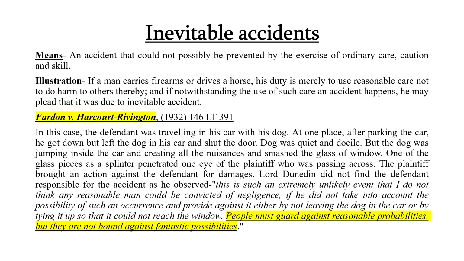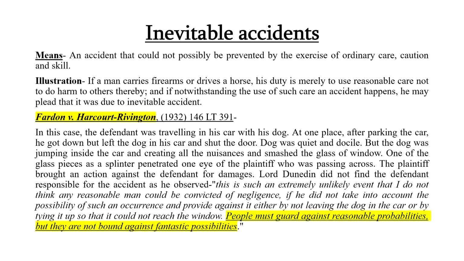Now, when the plaintiff claimed compensation, the court said that, see, this is an inevitable accident, because it is not possible for a person to guard against possibilities which are fantastic by their origin. This is not a reasonable possibility, it is a fantastic probability. So, you can guard against reasonable possibilities, but cannot guard against fantastic probabilities.